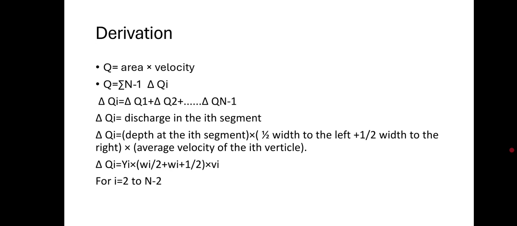Delta Qi is the discharge in the ith segment. Delta Qi is equal to depth at the ith segment into half of the width to the left plus half of the width to the right into the average velocity of the ith vertical. Therefore, delta Qi is equal to Yi into (Wi divided by 2 plus Wi plus 1 divided by 2) into Vi, for i equal to 2 to n minus 2.